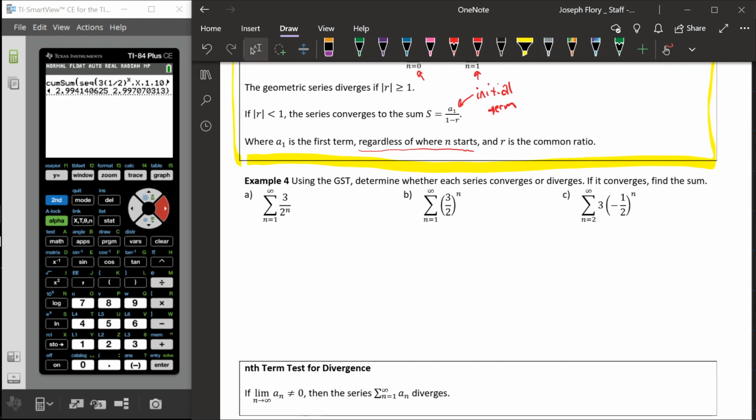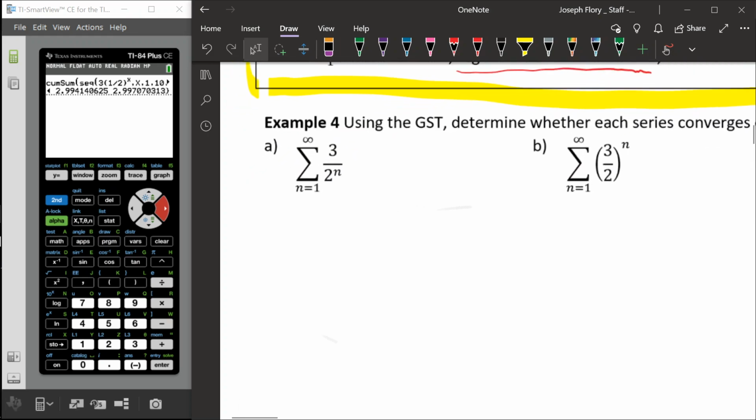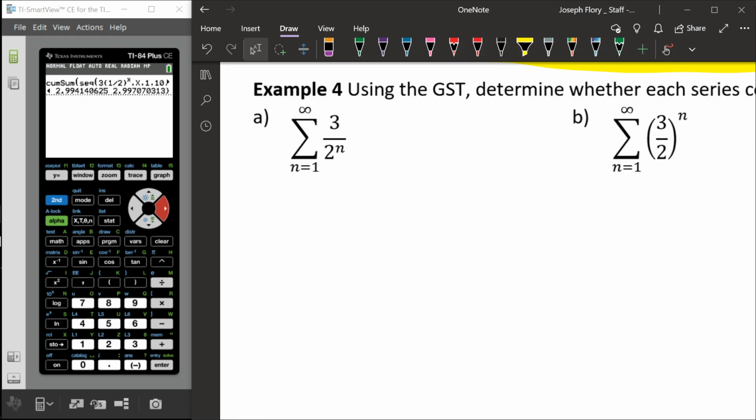Example 4 says, using the GST, determine whether each series converges or diverges, and if it does converge, find the sum. So in part A, we've got the series from 1 to infinity of 3 over 2 to the n. That should look familiar. That is what we were just looking at on the first page. So let's rewrite that.